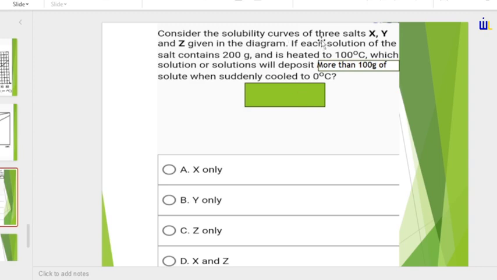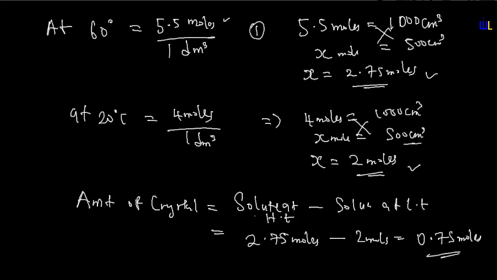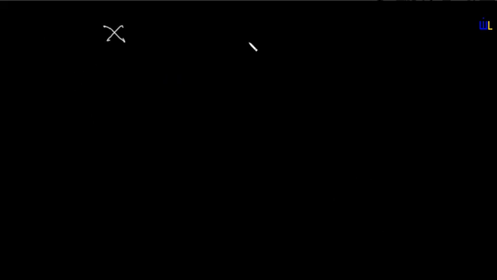Consider the solubility curve of 3 salts, X, Y, and Z. What are the 3 salts I said you should consider? X, Y, Z. Anytime I'm answering a solubility curve question, I like writing out the things as I'm answering. So let's start writing it out. Consider the solubility curves of 3 salts, X, Y, and Z.